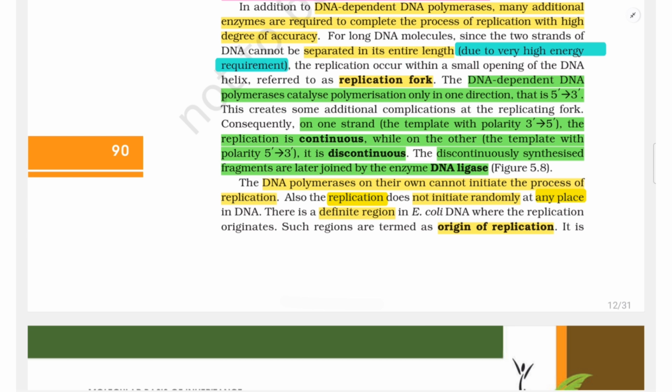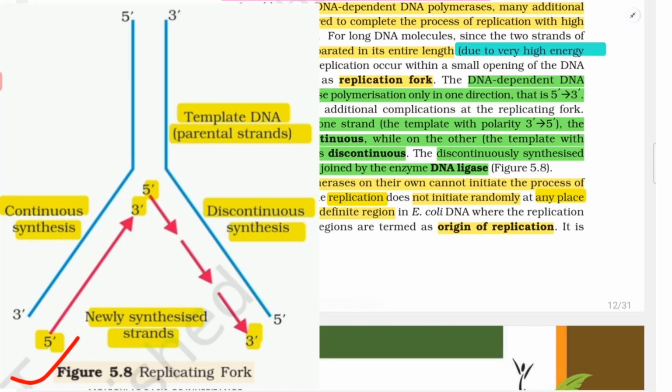Consequently, on one strand, that is the template with polarity 3' to 5', the replication is continuous, while on the other, the template with polarity 5' to 3', it is discontinuous. The discontinuously synthesized fragments are later joined by the enzyme DNA ligase, figure 5.8.